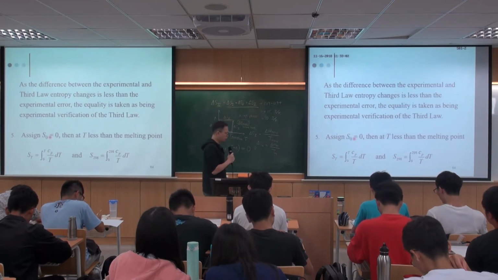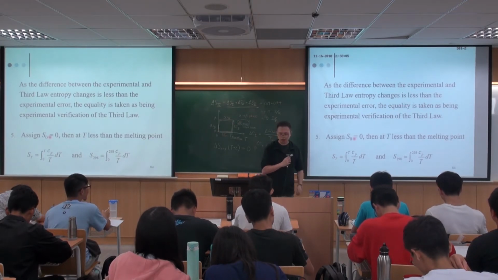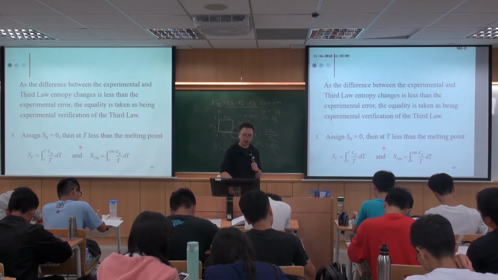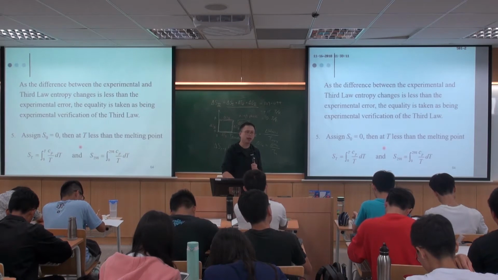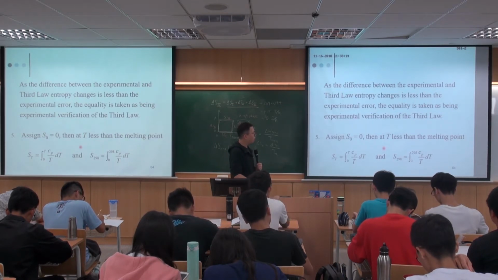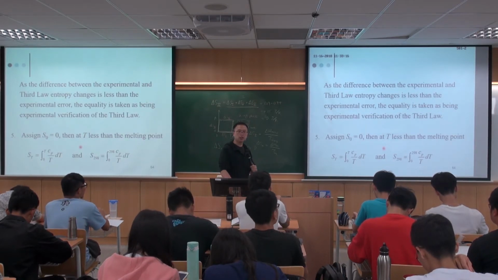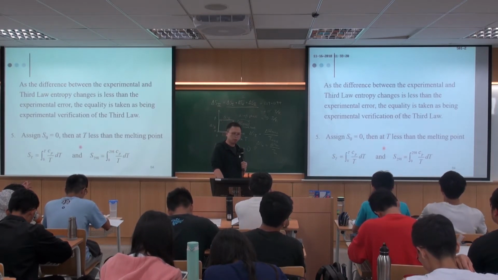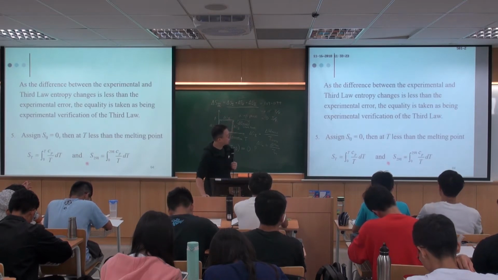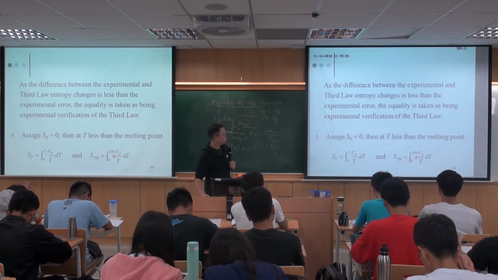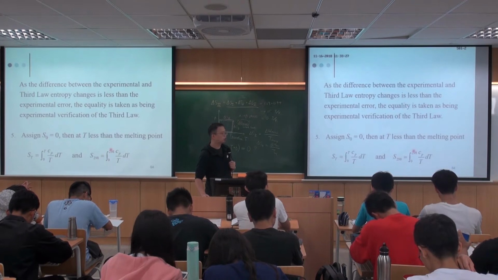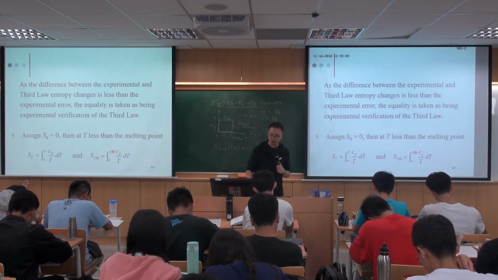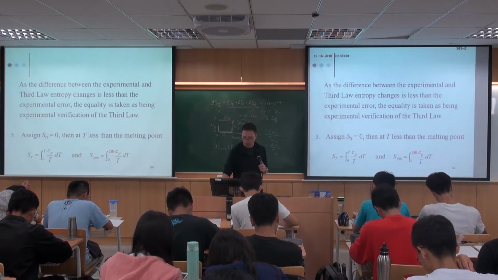And for 298, at room temperature, please bear in mind that this is different from enthalpy. For enthalpy, if you're dealing with a pure element, we assign that value to be 0 at room temperature. But for entropy, for 298 Kelvin, we have to integrate that from 0 to 298. Okay, so this is the difference between enthalpy and entropy.